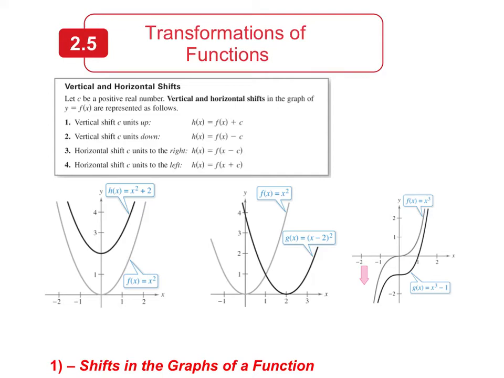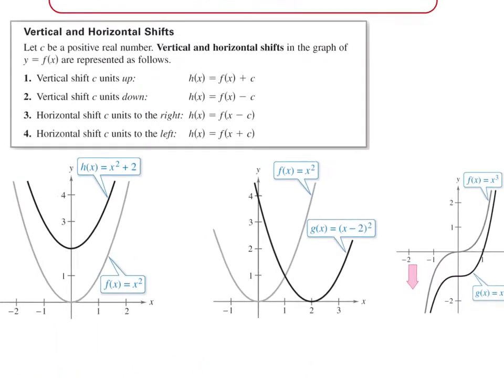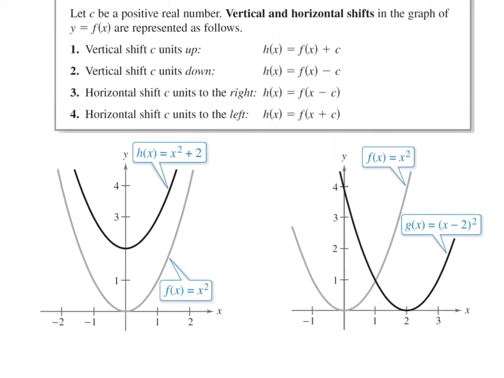Lesson 2.5 discusses the transformations of functions. So taking the parent functions that we talked about in lesson 2.4 and moving them around, shifting them side to side, up and down. And we've talked a lot about these in algebra with parabolas. So these first two examples here with the parabola should look pretty familiar.